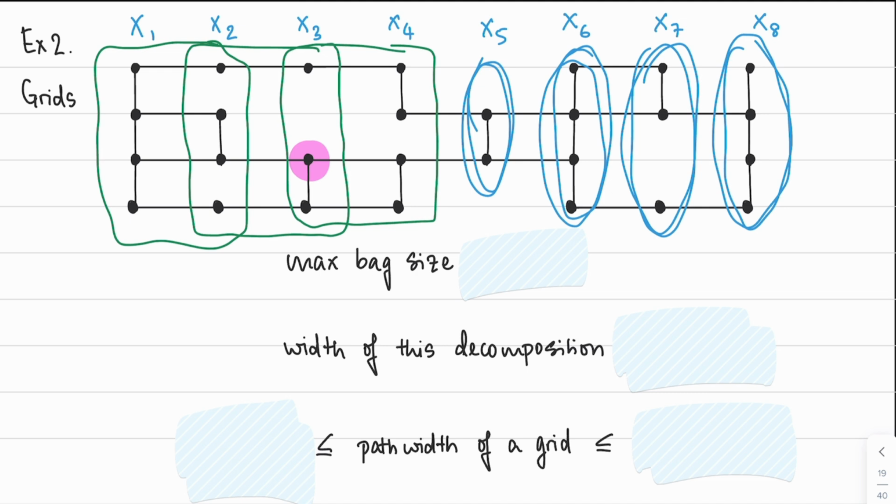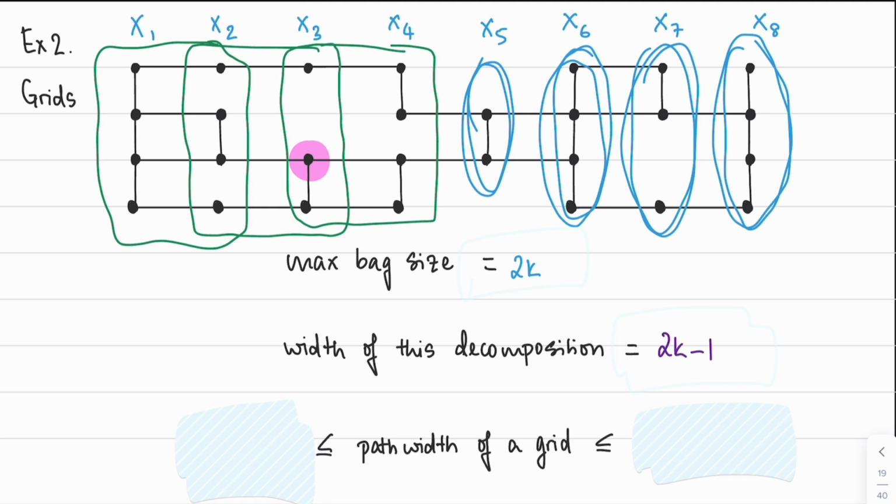And therefore, notice that the maximum bag size that we have here is 2 times k, and the width of this decomposition is 2k minus 1. So this is a valid path decomposition, but the path width of a k by n grid is not necessarily 2k minus 1, because for all you know, there might be a better path decomposition in terms of having smaller width. That's entirely possible, and it turns out that that is indeed true. You can do better than 2k minus 1.